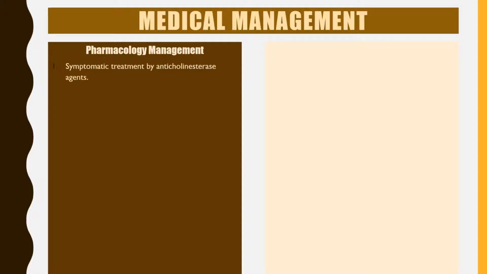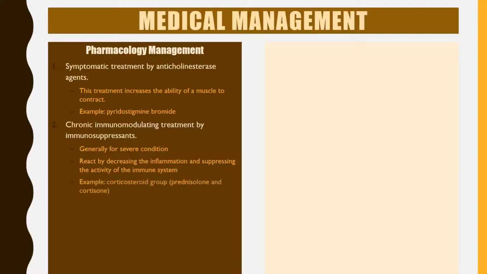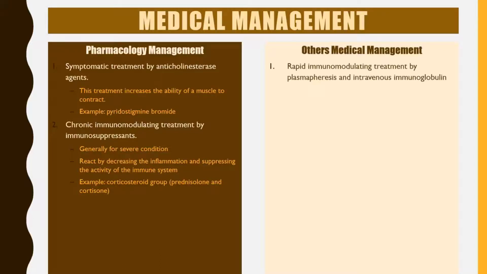Symptomatic treatment by anticholinesterase agents. This treatment increases the ability of a muscle to contract. Example, pyridostigmine bromide. Chronic immunomodulating treatment by immunosuppressants, generally for severe conditions. They react by decreasing the inflammation and suppressing the activity of the immune system. Example, corticosteroid group. Other medical management is rapid immunomodulating treatment by plasmapheresis and intravenous immunoglobulin.